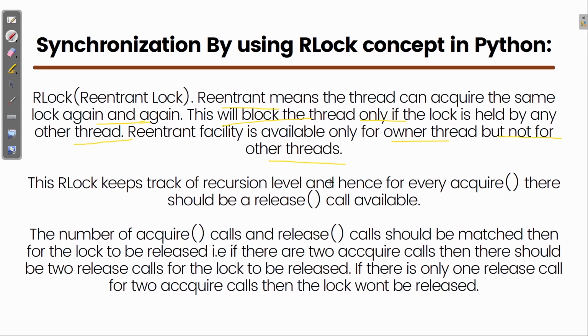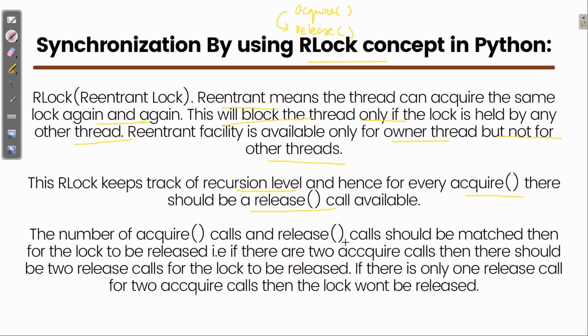I guess this is clear. This RLock keeps track of the recursion level. Basically it is used for recursion, that is, a function calling itself. Hence for every acquire there should be a release call available. This is very important. If I have one acquire, then I need to have the respective release function, otherwise it will show an error. So that's the main motive of the RLock concept.